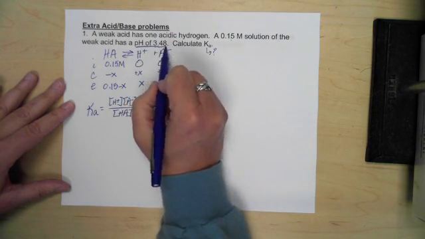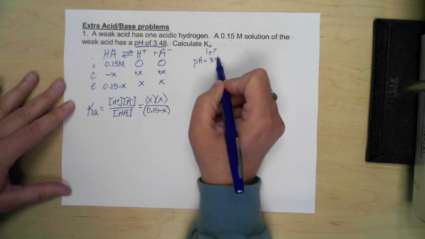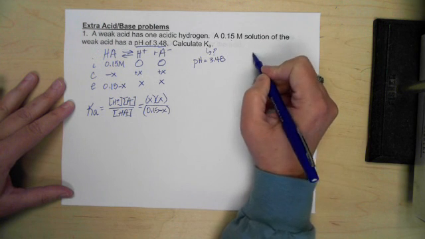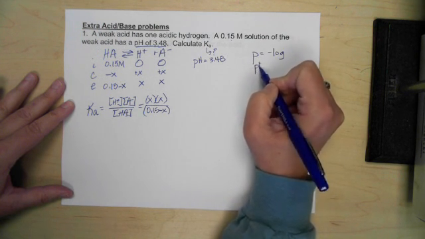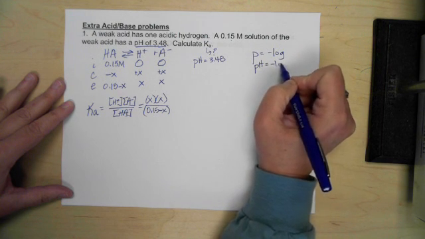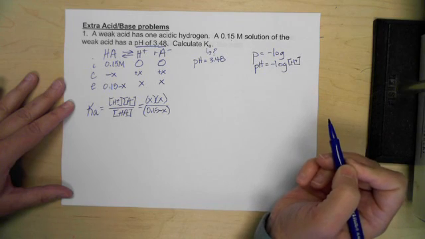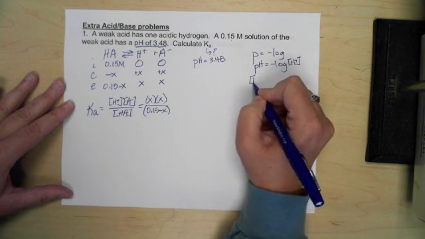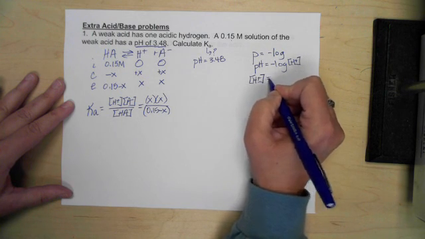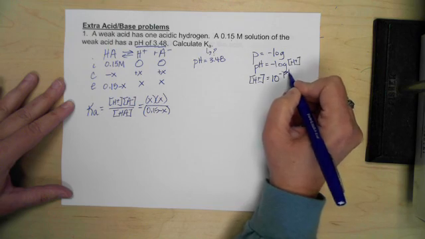Well, if we go back up here, we know that our pH is equal to 3.48. Now remember, the P function is equal to the negative log. So pH is equal to the negative log of the hydronium ion concentration. That being the case, we can calculate the hydronium ion concentration working the algebra: 10 to the negative pH.